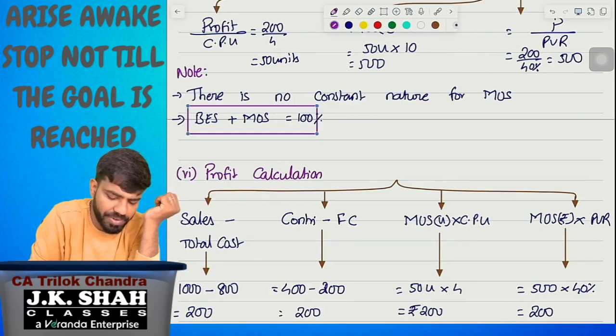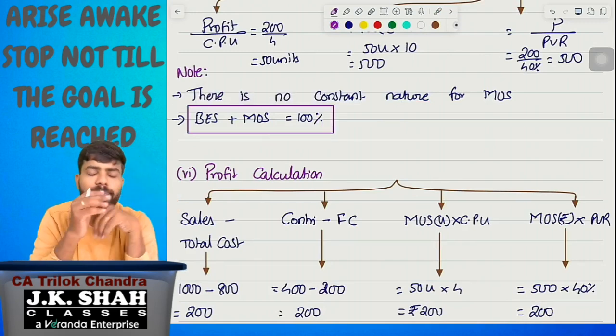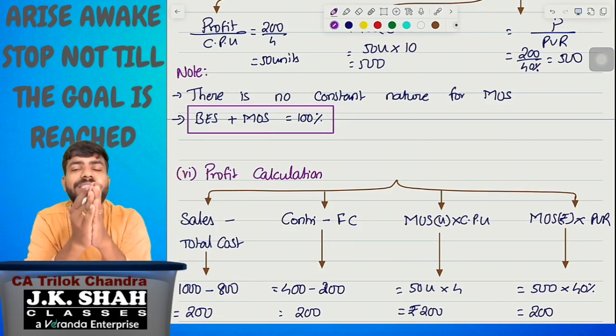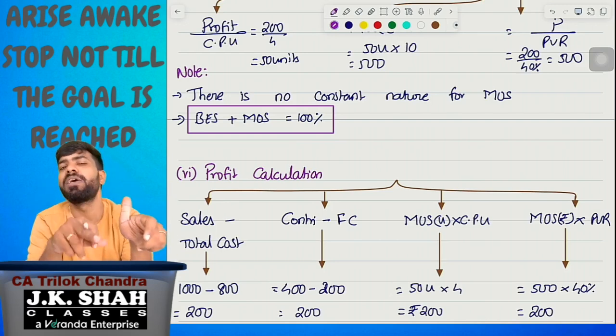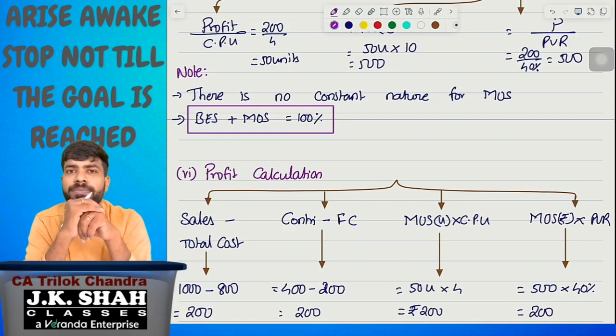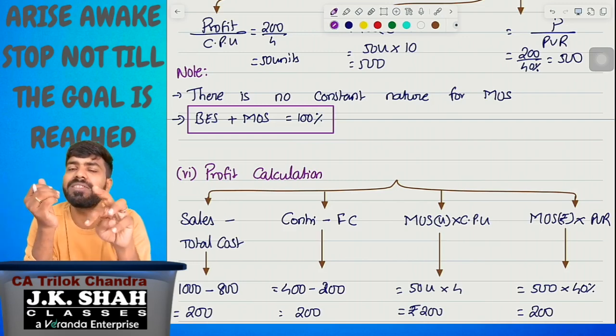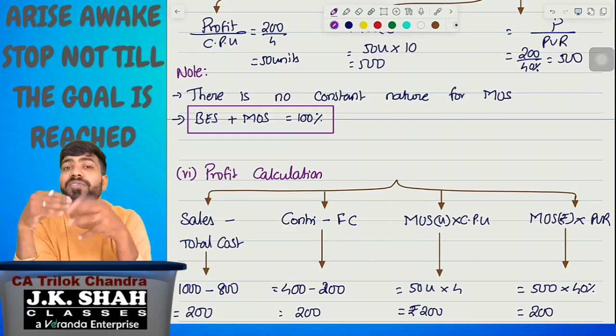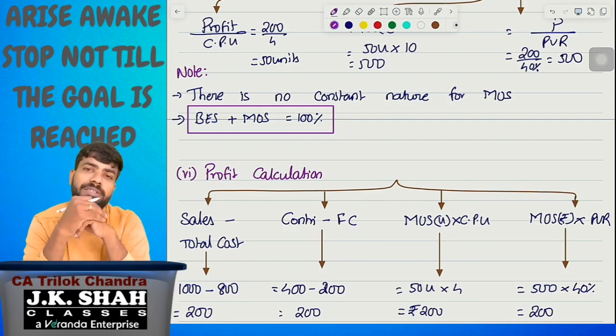Now this is a very important equation: break-even sales plus margin of safety equal to 100%. That is the total sales. Break-even sales and margin of safety, if you add together, that is the total sales. Why? Because in the question they will give the information about the break-even sales, or they will give you margin of safety 40%. If margin of safety is 40%, then break-even sales is 60%. If break-even sales is 30%, then margin of safety is 70%. If margin of safety is 75%, then break-even sales is 25%.